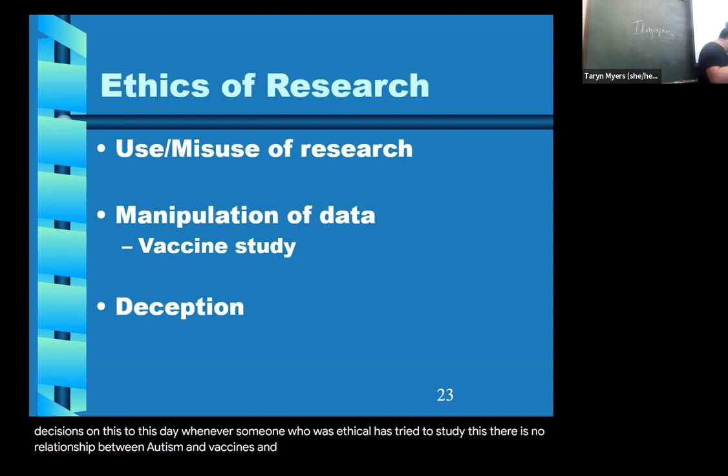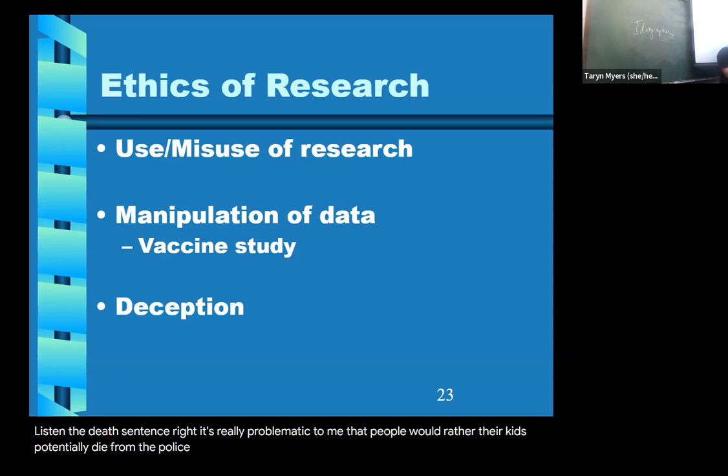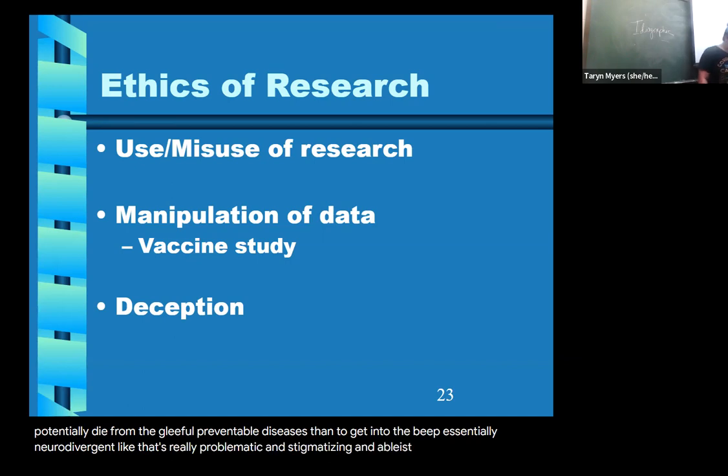And then, side note, if we're talking about ethics, autism isn't a death sentence, right? It's really problematic to me that people would rather their kids potentially die from these lethal preventable diseases than get into being essentially neurodivergent. That's really problematic and stigmatizing and ableist, right? So that's just a whole other thing.